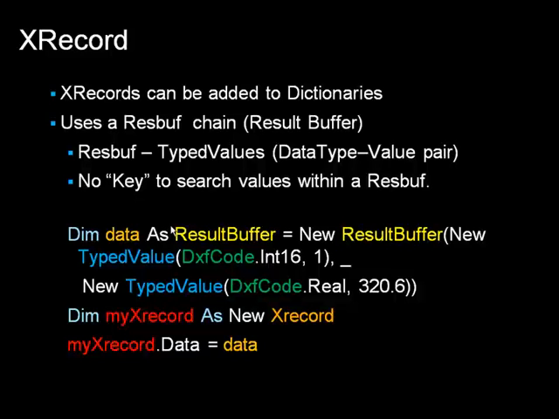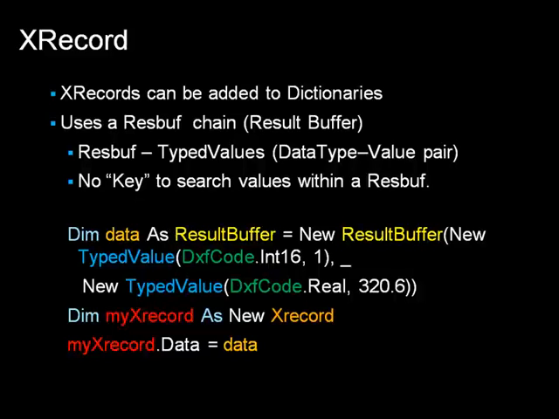One of the most common types of object added to a dictionary is the XRecord. An XRecord is a result buffer, which is a linked list of type values. A type value is a data type and value pair. An XRecord will not have a search key, and you should keep track of the order that the data is stored. In this code snippet, you can see how a result buffer is created.